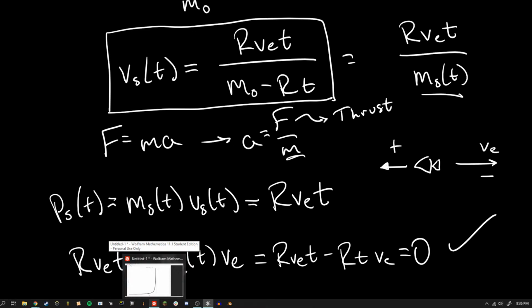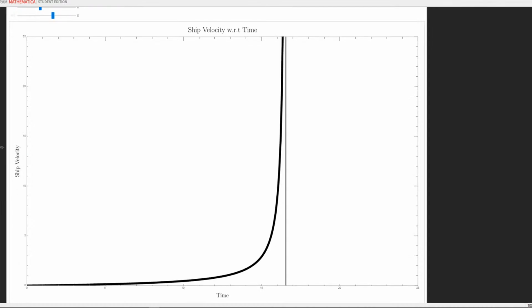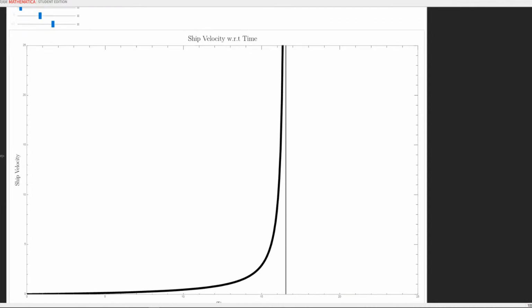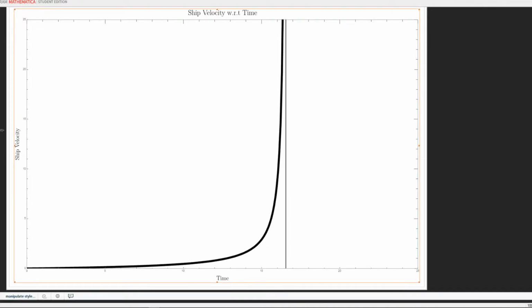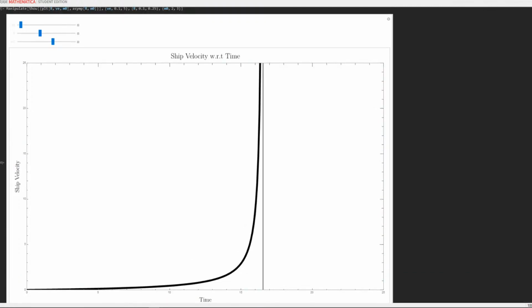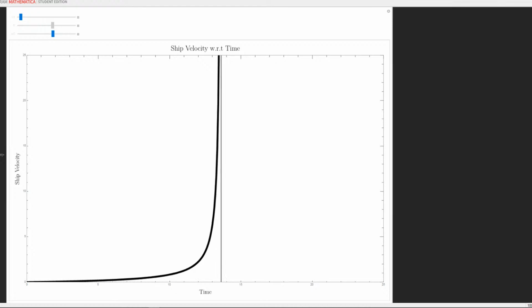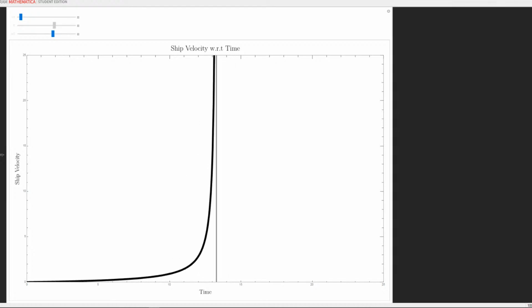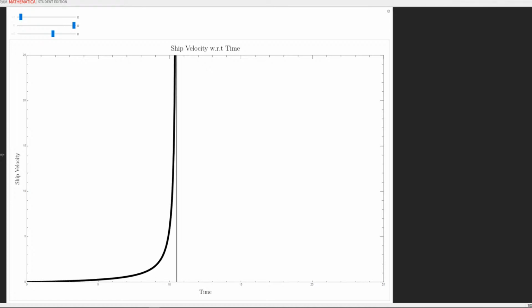Warn you, because the plots are going to be kind of bright. Okay, so here's what this looks like with respect to time. Time is on the horizontal axis, the velocity of the ship is on the vertical axis, and we can see that as I shift, so I can increase the rate that we lose mass at, and you can see that it takes less time for the ship to get to a high velocity.